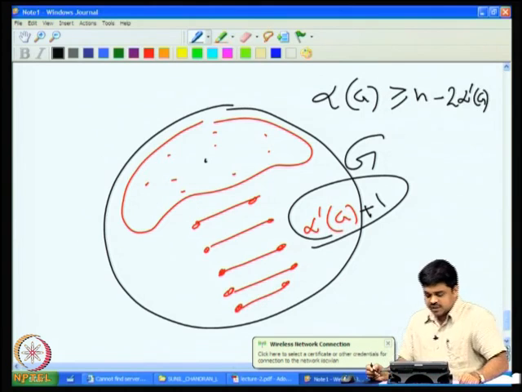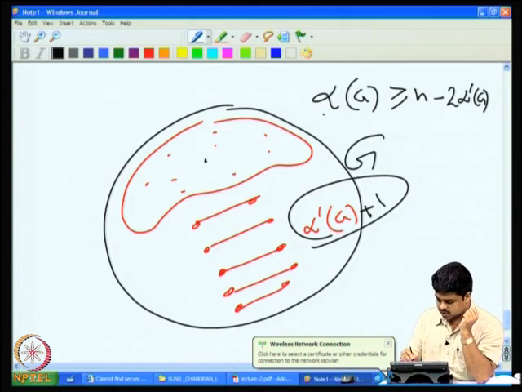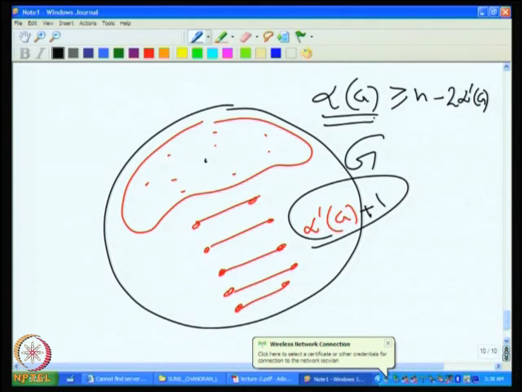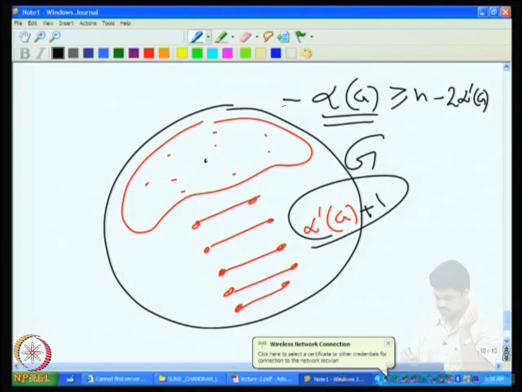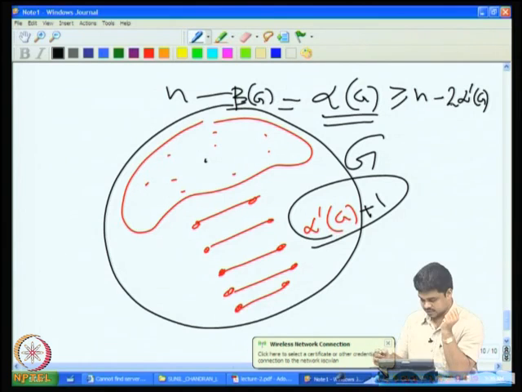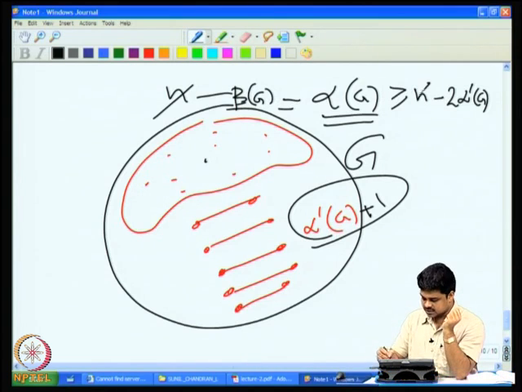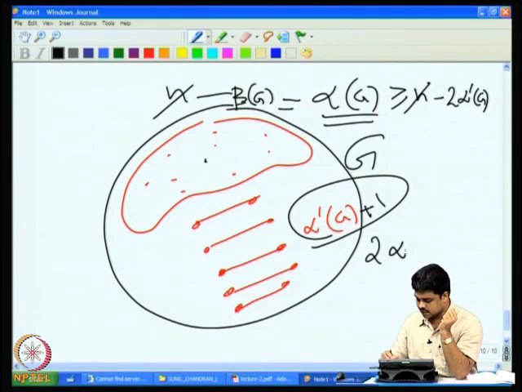Yesterday we had learned one relation between this parameter and the minimum vertex cover beta of G. We saw that alpha of G equals n minus beta of G. So n minus beta of G is equal to alpha of G, which is greater than or equal to this. Now if I cancel this and rearrange, we will see that 2 times alpha dash of G is greater than or equal to beta of G.